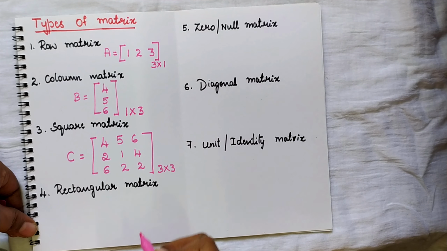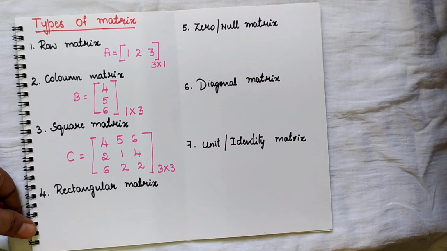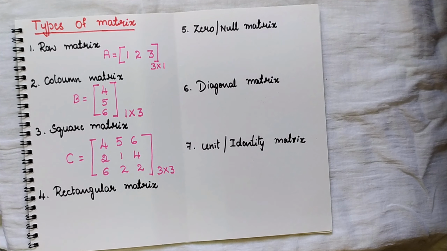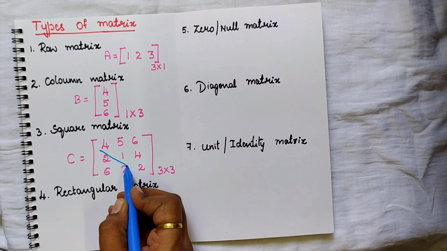It may be 4 cross 4, 5 cross 5, 6 cross 6, but the number of rows and number of columns should be equal. As I told you, this square matrix has a special type of elements, and those are principal diagonal elements. Let us mark the principal diagonal elements in this matrix. The principal diagonal elements are 4, 1 and 2.